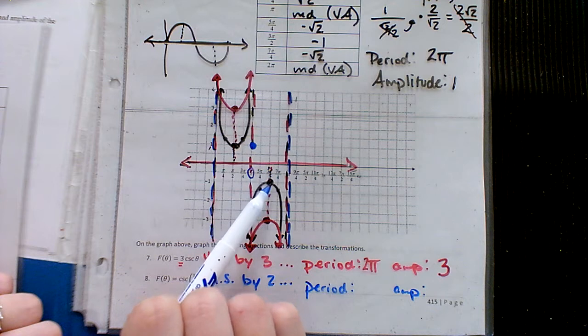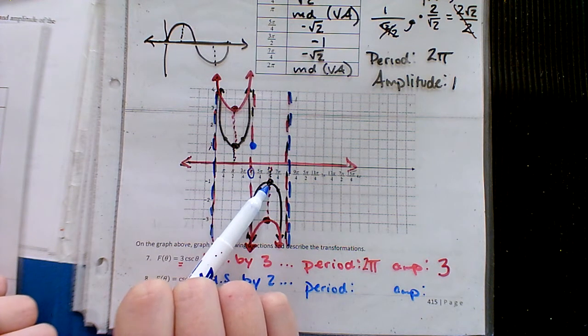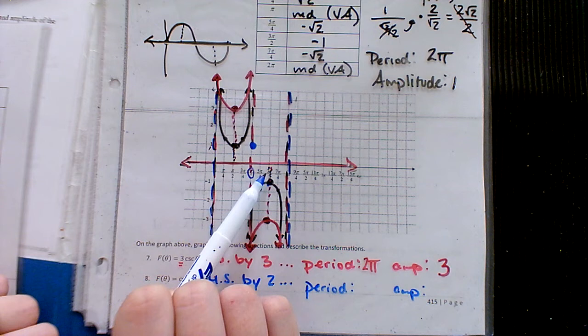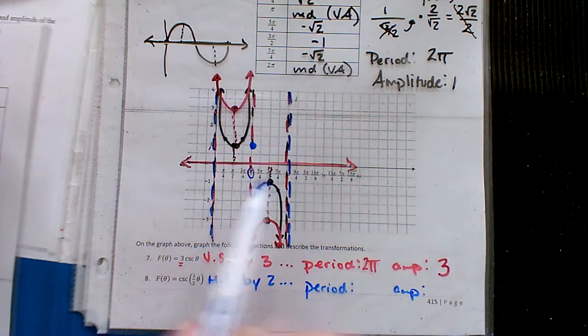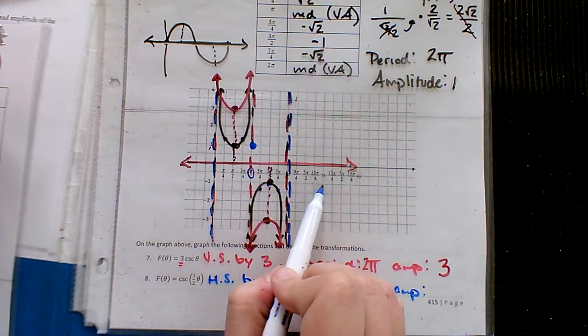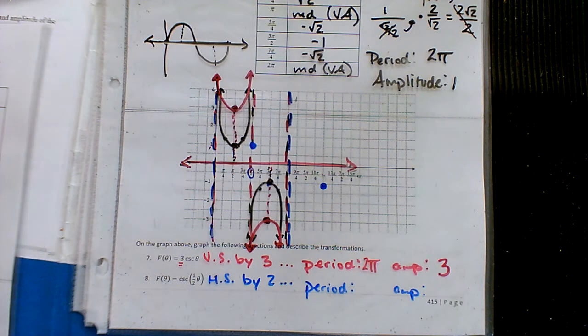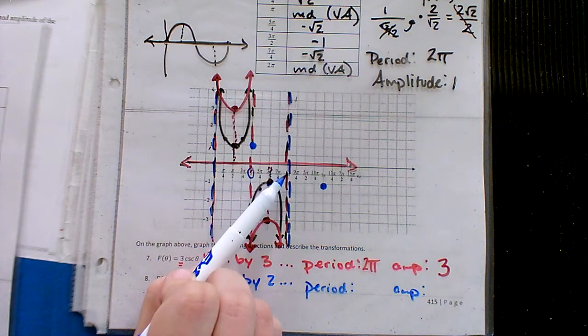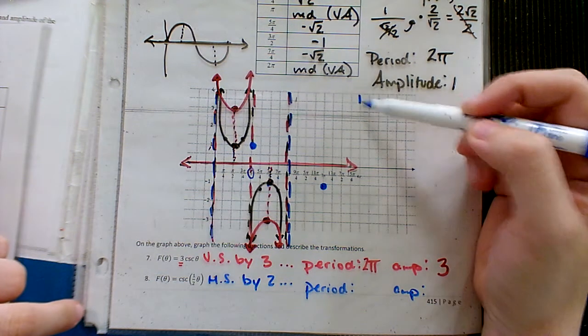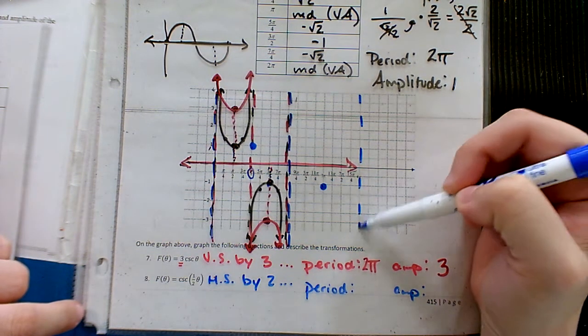Next characteristic on the black graph would probably be the bottom vertex. That was at 3 pi/2. If we double 3 pi/2, that would move to 3 pi, because the 2's would cancel. We're just left with 3 pi. And the last asymptote was originally at 2 pi. And if we double that, we should be at 4 pi.